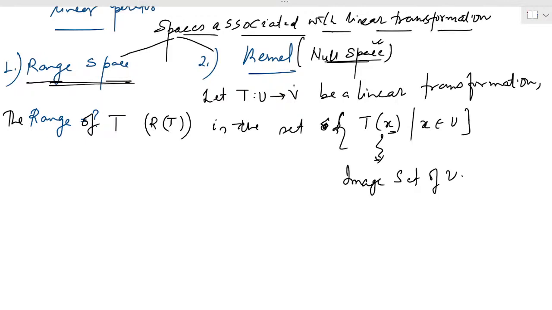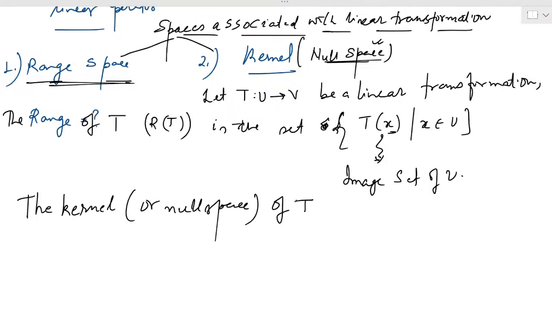Okay, and what is kernel? Kernel is called a null space. And what is a null space? Understand, in null space we'll consider only those elements for which your linear transformation becomes 0. So I'll write it here very formally. The kernel, or null space of T, we denote it by kernel T.